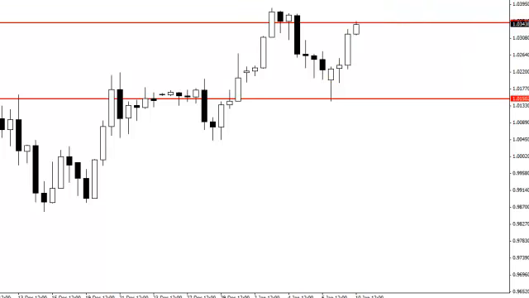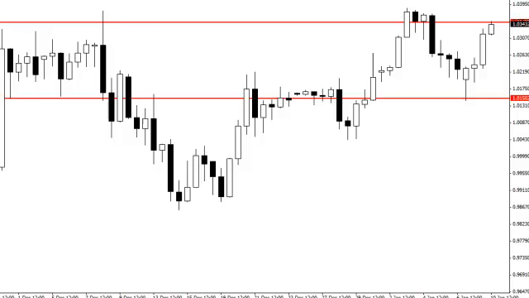So all I've done with this one is, like I've said, I've taken 50% profit through here. It's turned out to be a very nice trade, a very simple trade.